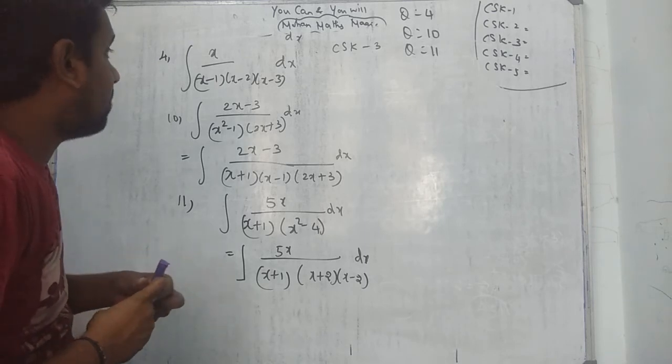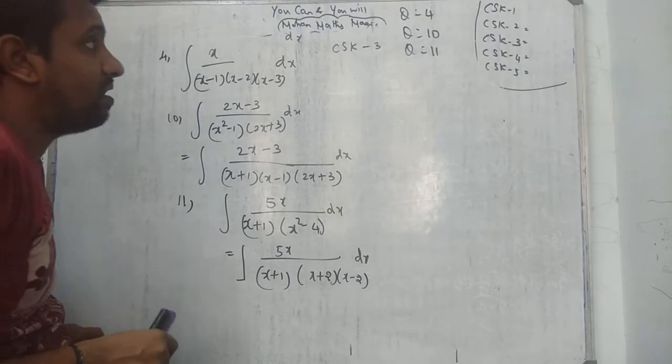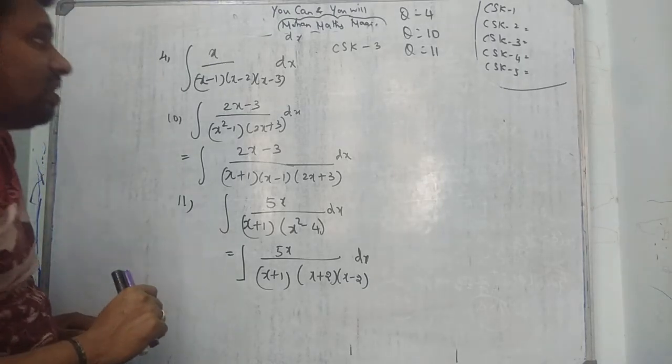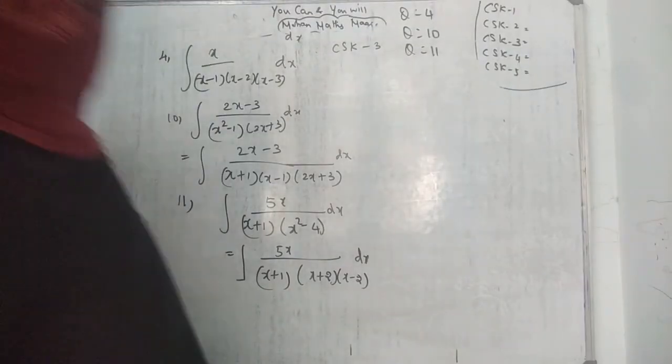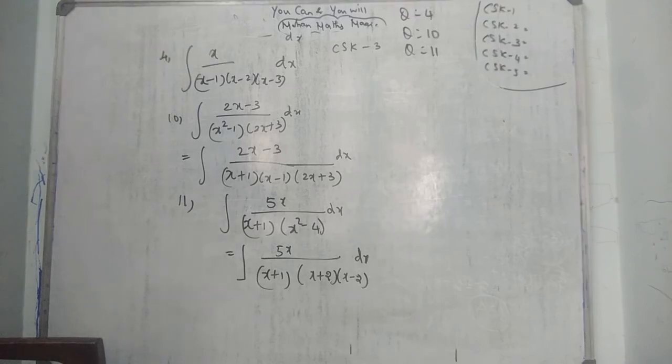So in the next video, I'll do any one of the sums. Okay, 4, 10, 11, any one of the sums. Then the remaining sums you can finish off. CSK, any one sum I'll do, no problem. Next video I'll put question number 4, 10, 11, any one sum I'll do. Then I'll move on to the next CSK.